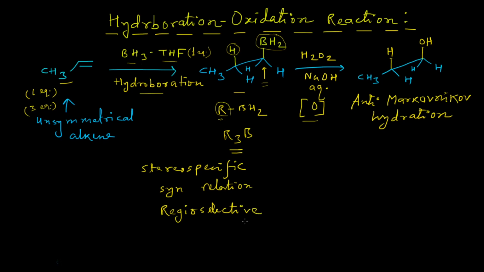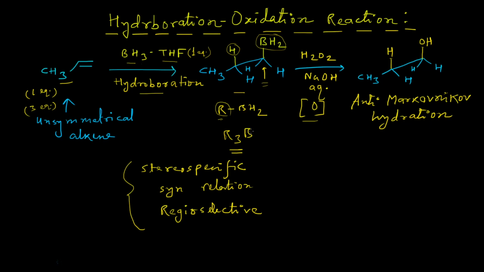What is regioselectivity? If we consider this hydroboration step, then this BH2 group can enter at the less substituted carbon atom as well as at the more substituted carbon atom. But in this particular case, it is selectively attaching to the less substituted carbon atom, which makes this reaction a regioselective reaction. This is an example of regioselectivity. So the first step is a highly stereospecific syn addition, and it is also regioselective in nature.